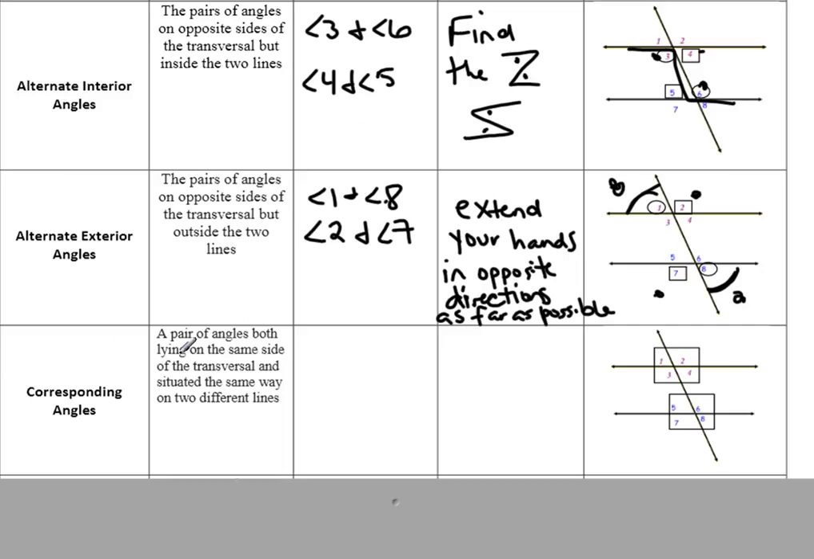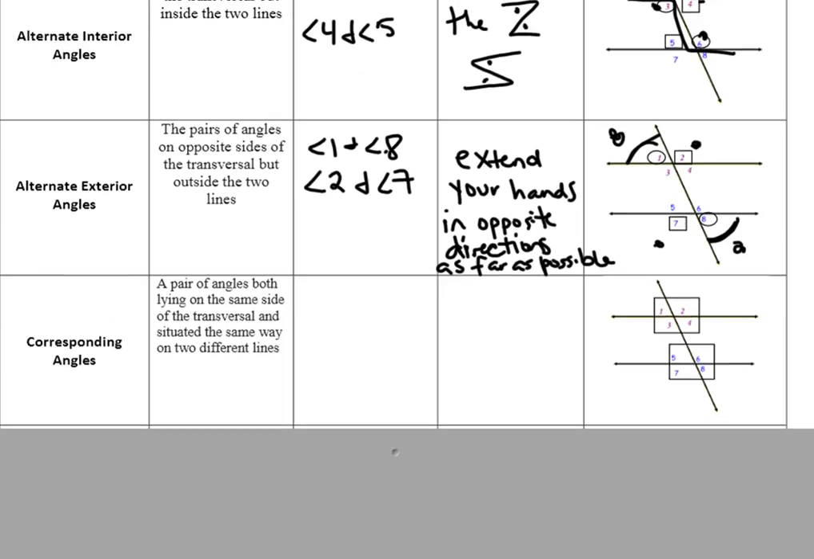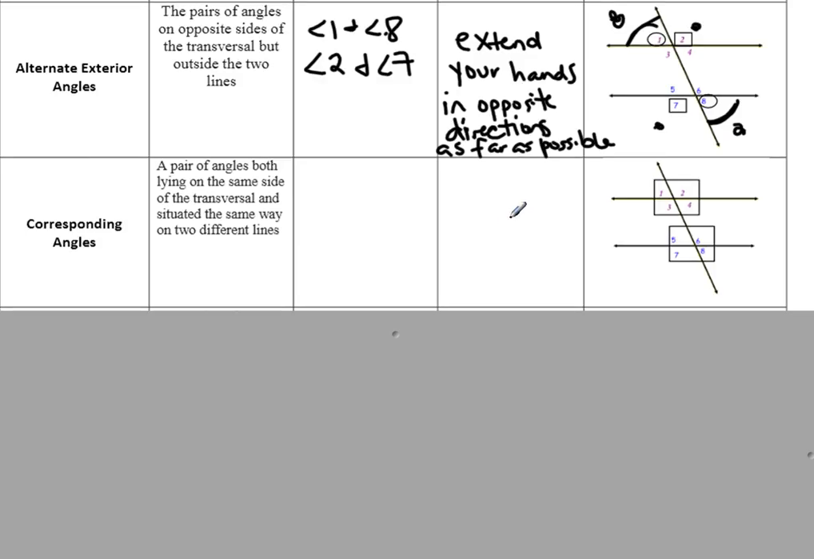Our next angle pair are called corresponding angles. And they're called corresponding angles because they are in corresponding positions. That means they're in the same positions. So they're lying on the same side of the transversal. So here's my transversal. They're going to all be on the same side of the transversal depending on what you're looking at. And they're situated the same way but on two different lines. So let's look at angle 1. It's on the left side of my transversal and it's the top left angle. So I'm going to find the other one that's on the left side of my transversal on the top left angle. So angle 1 and angle 5.